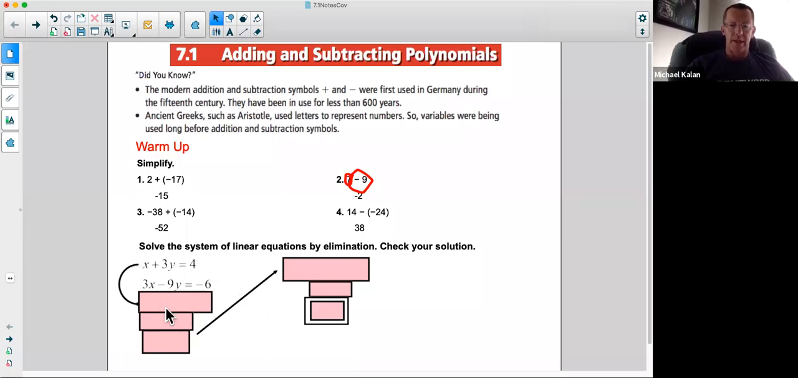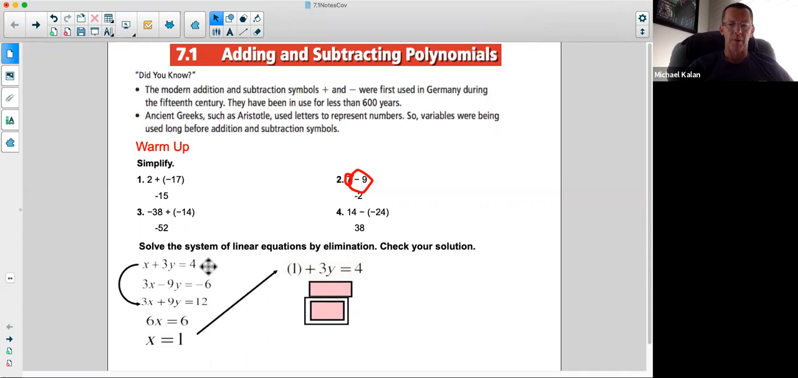Okay, so what I did was I multiplied the top equation by 3, and then I could either add or subtract. Let's see which I decided to do. I decided to add. So the negative 9y and positive 9y canceled out. I get 6x equals 6, which means x equals 1. And then plug in. I plugged into the top one here, subtracted 1, so 3y equals 3, and y equals 1. So what's my answer? 1 comma 1.